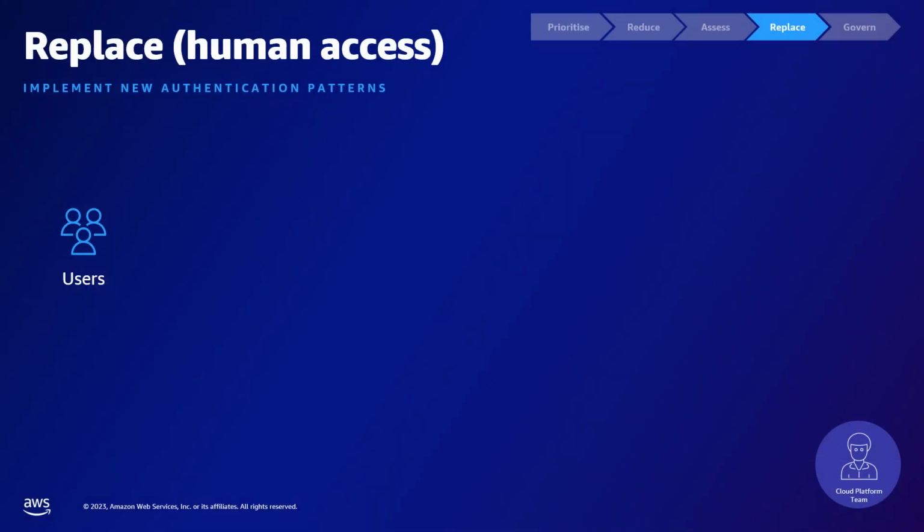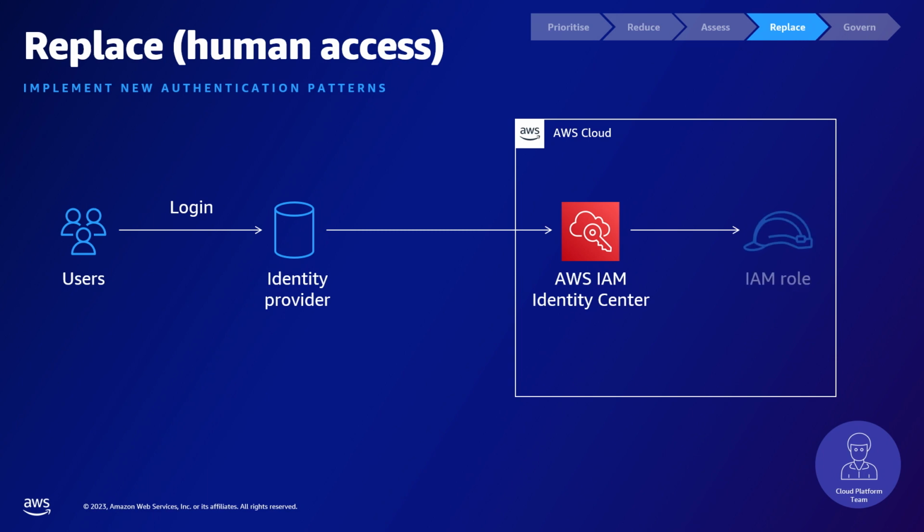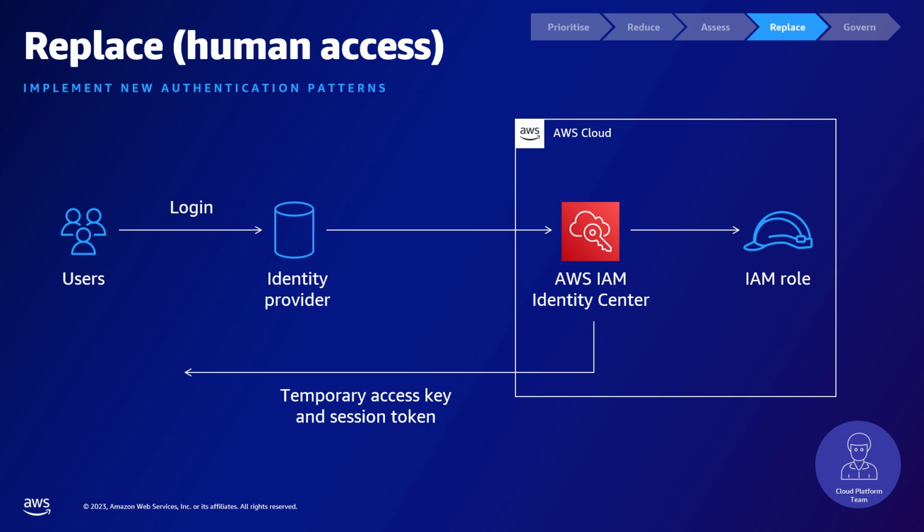The user logs in to their existing identity provider, which then federates to AWS IAM Identity Center, where the cloud platform team has configured IAM roles and policies that map them to their desired accounts. Once the developer assumes this assigned role, they are granted a temporary access key and secret key, which provides them access to AWS via the command line interface, or CLI.